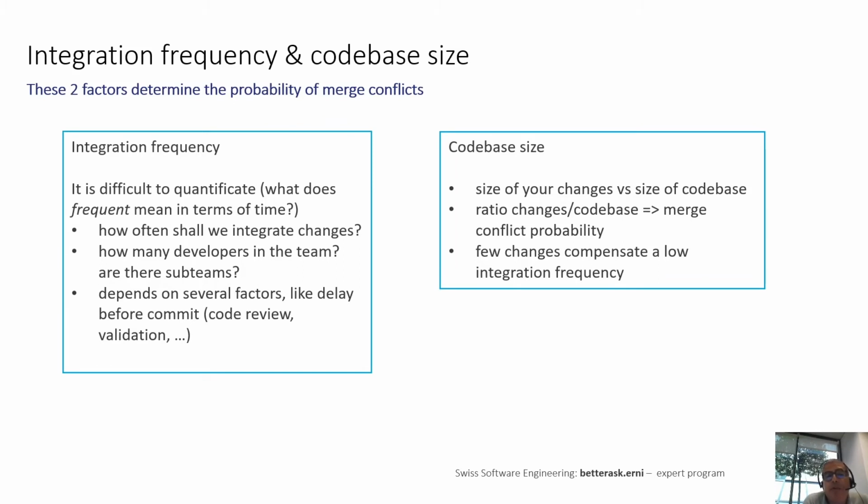And also the delay before commit. Maybe you have to wait, say, 2 days before you can commit, okay? And the code base size, of course. The larger the ratio of the size of your changes versus the size of the code base, the larger the possibility of having a merge conflict. Also, having few changes can compensate for a low integration frequency, okay? But we have to define what is low and what is small. It's very relative figures, okay?